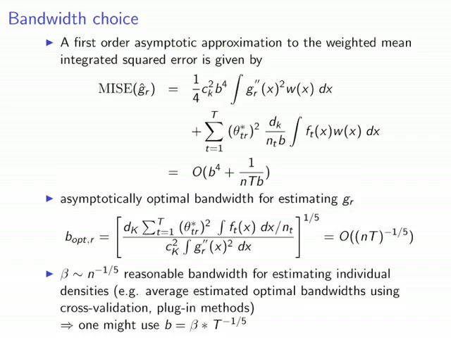It also depends on the eigenvalues, okay? And the optimal bandwidth here is of the order nT to the minus 1/5. So it goes down with T too. T is the number of curves you have, the number of years. A reasonable bandwidth for estimating densities individually, cross-validation will give you a bandwidth of the order n to the minus 1/5. But this has to go down with T too, so you may multiply it with T to the minus 1/5. And so what you see is that the estimates G hat are much better than individual densities.